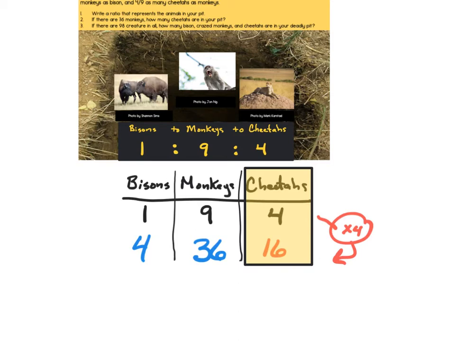What I'd like you to do right now is go ahead and pause this video and copy the rest of this triple-decker T-chart and get that into your notebook, and then we will move on to our third problem.